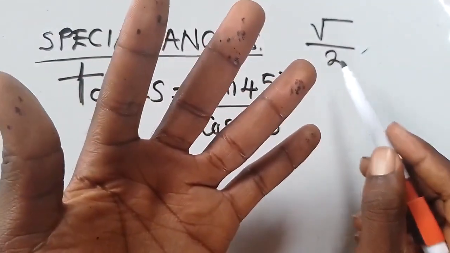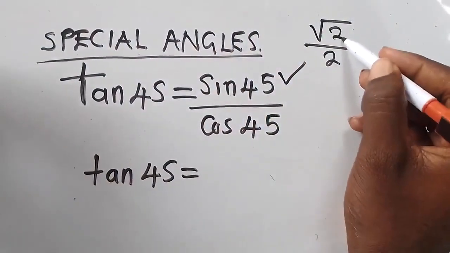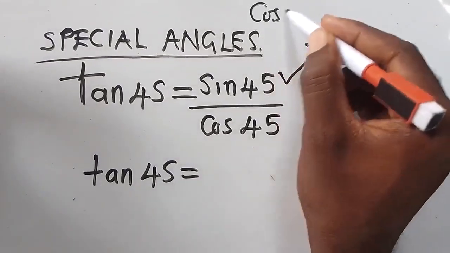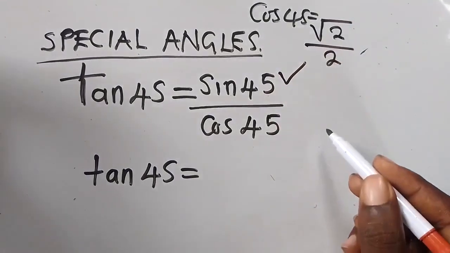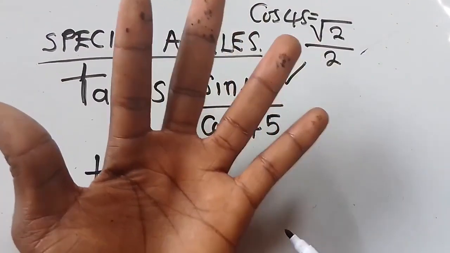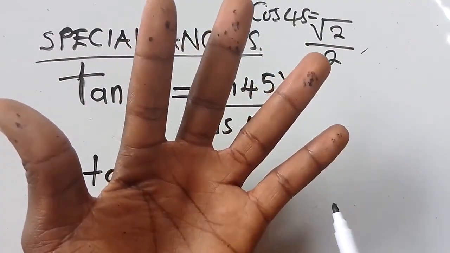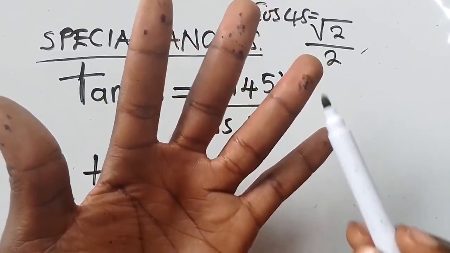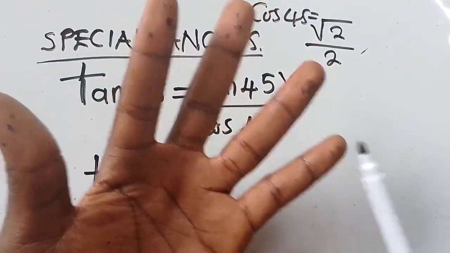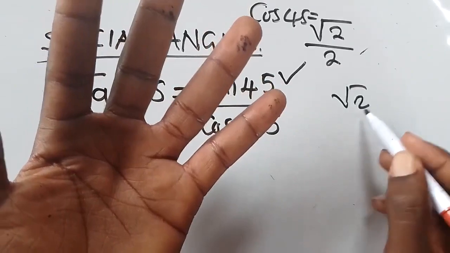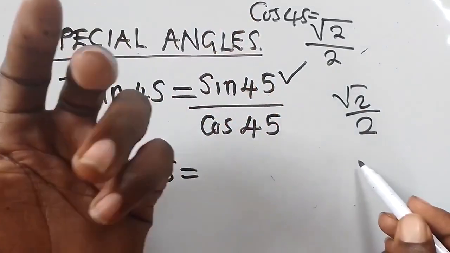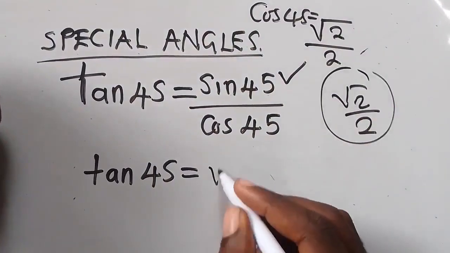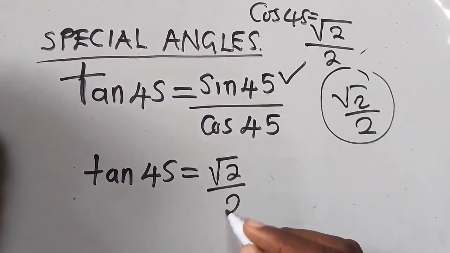This 2 is part of the formula. So root 2 over 2 is cos 45. Then I go to sine. Sine, I told you, we need to be coming the other side. So this is 45. How many fingers are remaining? 1, 2. So it's root 2 over 2. We get the same answer. So this is sine 45. So I say root 2 over 2.